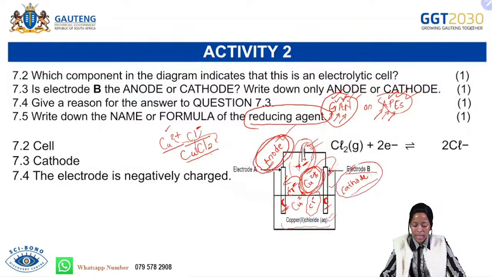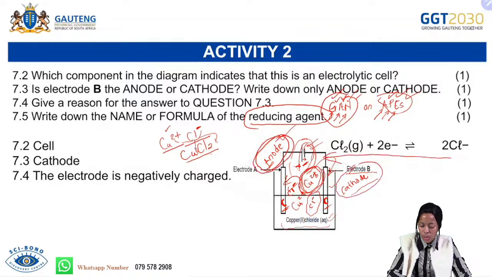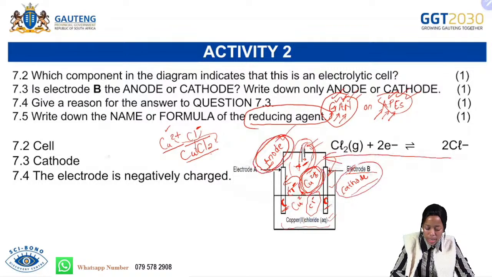Once we have now established that the chlorine is going to undergo oxidation, then you need to go to your table. When you go to your table, you need to rewrite the oxidation half reaction of chlorine. Why? Because chlorine is migrating to the anode, and we know that the anode is where oxidation is going to take place. So now when we write the oxidation half reaction, this is what we are going to have.